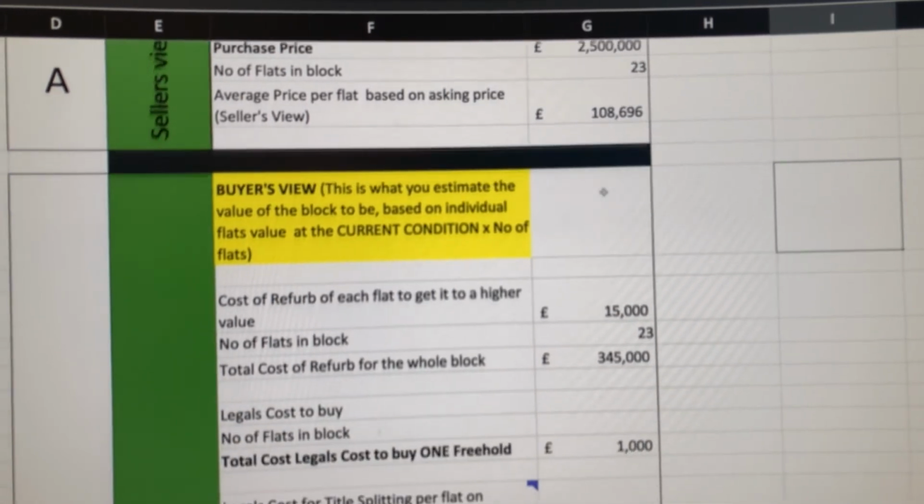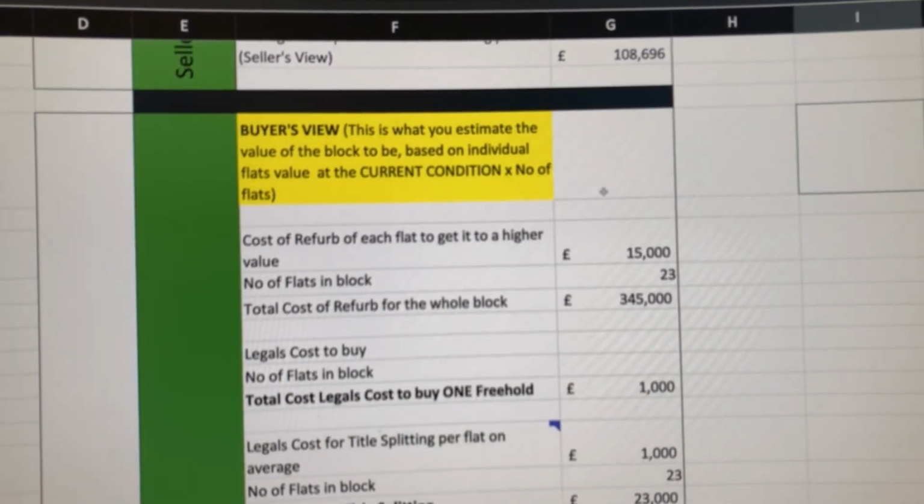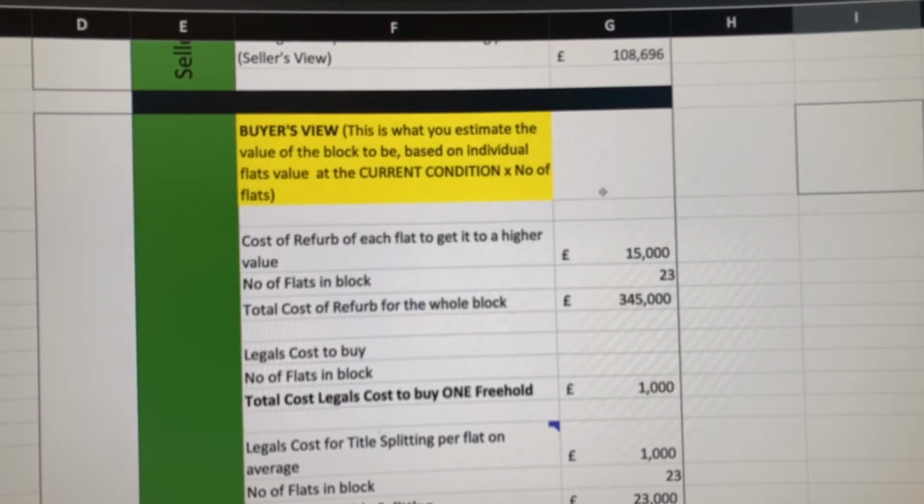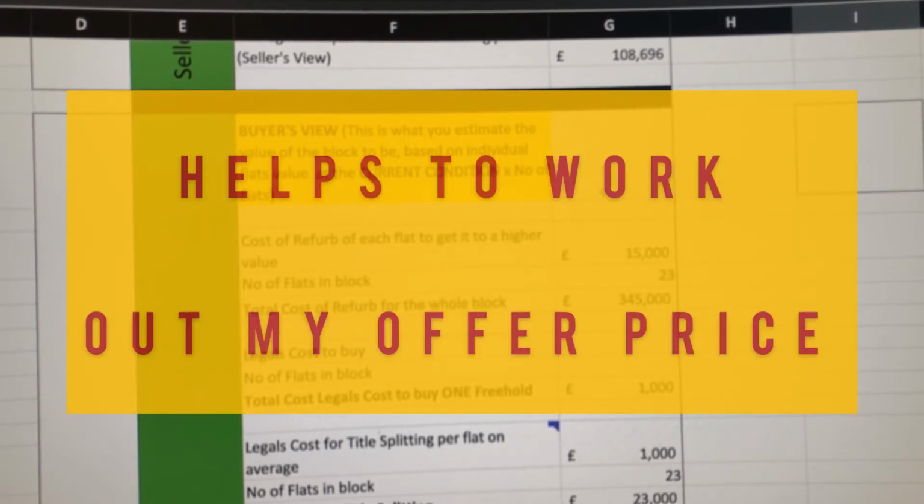The second step is really the most important one for me. I need to understand, well, what is it I'm willing to pay for this? This is where I estimate the value of the block based on the individual flat value at the current condition, so the condition that the seller is selling it in. And then I do the same thing, times that by the number of flats, to get a ballpark figure of where I should be positioning my offer price.